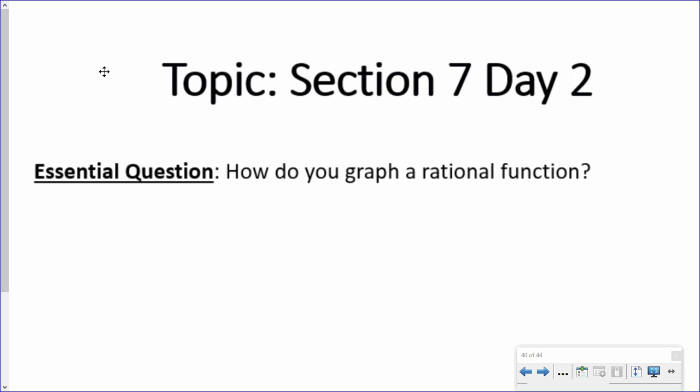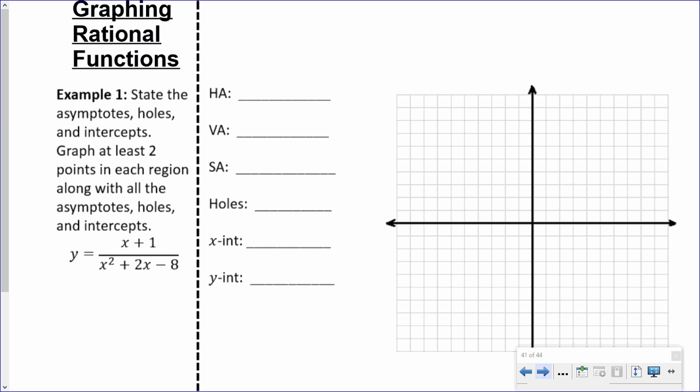So how do you graph a rational function? Okay, so your main idea today is going to be graphing rational functions. And first, I'm going to do all of the things that we were doing before with the asymptotes and such, and the holes and the intercepts, and then we'll put it into the graph. Okay?